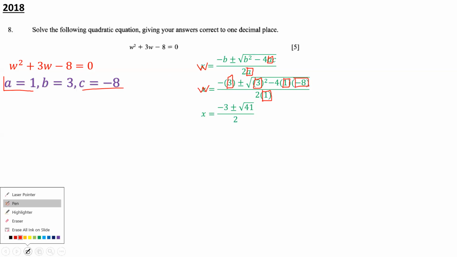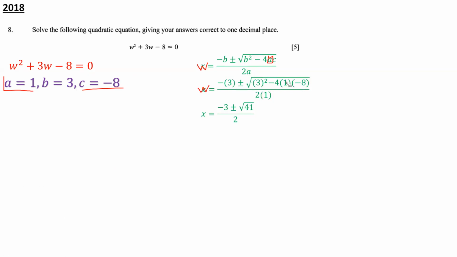So what we have to do at this point is deal with the inside of the square root. 3 squared minus 4 times 1 times -8 is going to be 41. So we have -3 plus or minus the square root of 41 all over 2. Remember, it's supposed to be a W, so let's change that. So W is equal to that. Now let's deal with W positive. Again, this is supposed to be W. So this is W positive.